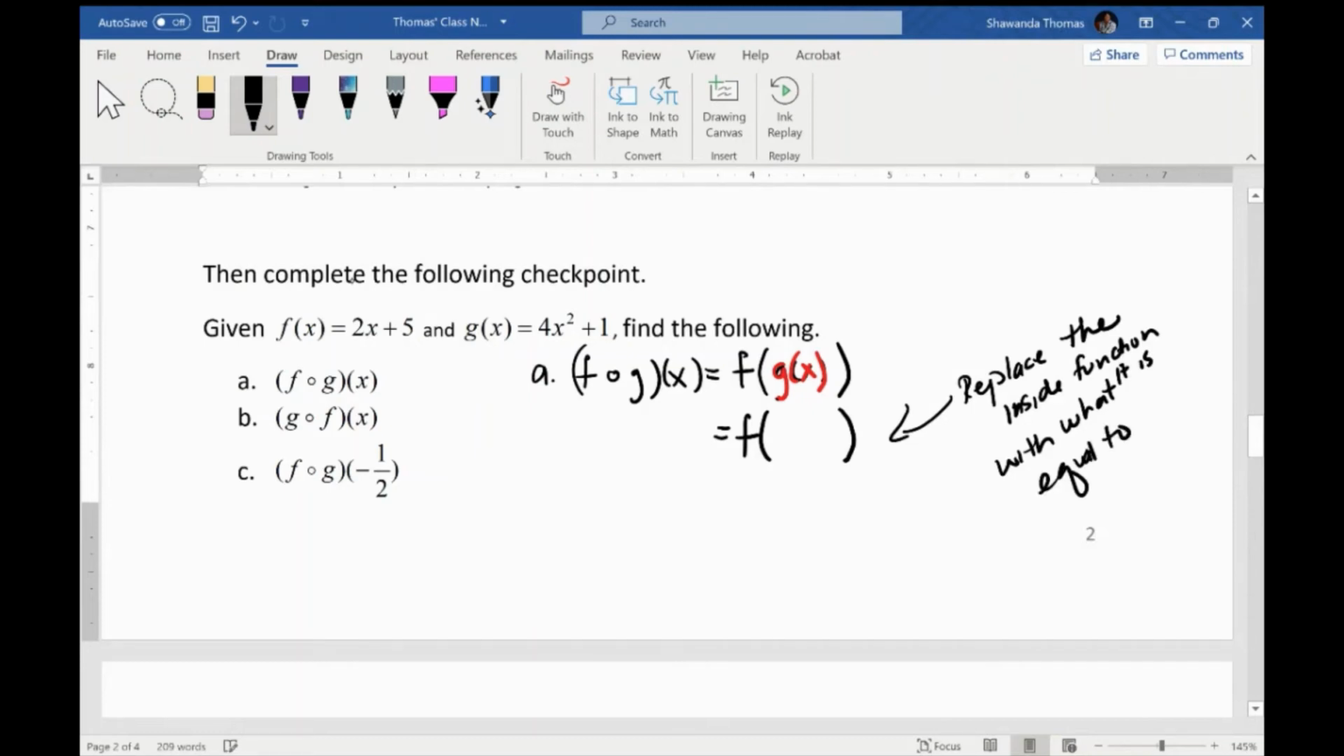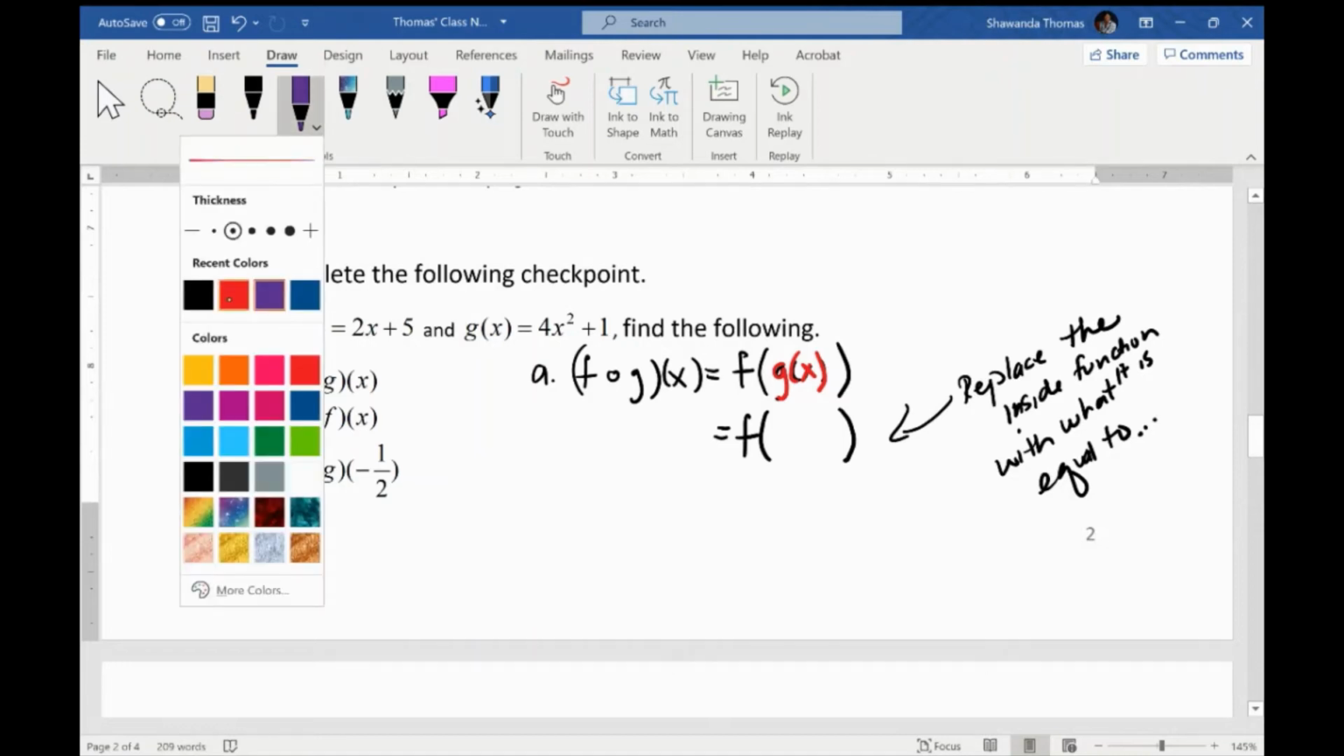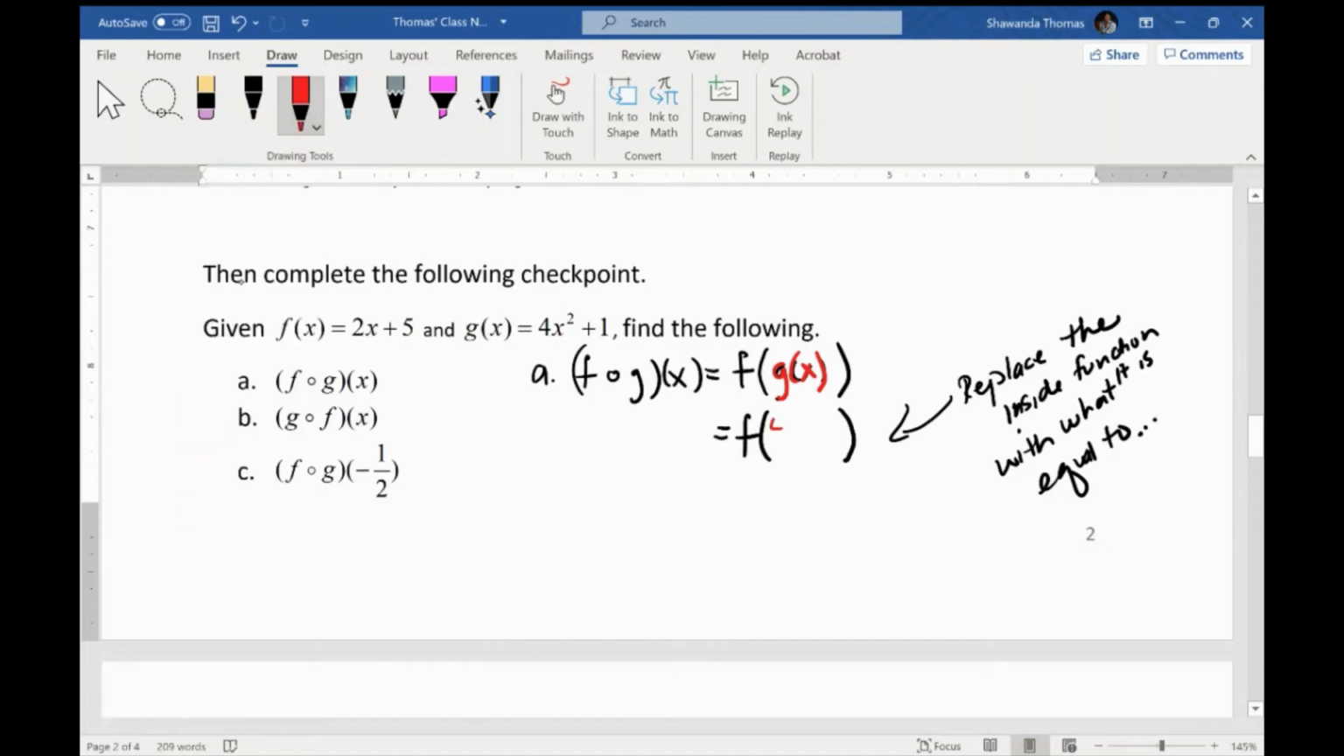What is g of x equal to? 4x squared plus 1. Yes, 4x squared plus 1. So all we're doing is subbing again. We're making a substitution. We're dropping down what g of x equals. We're replacing g of x with what it's equal to, 4x squared plus 1.